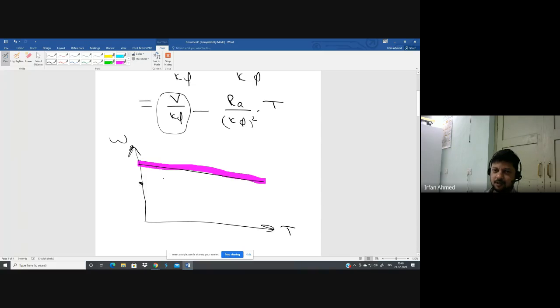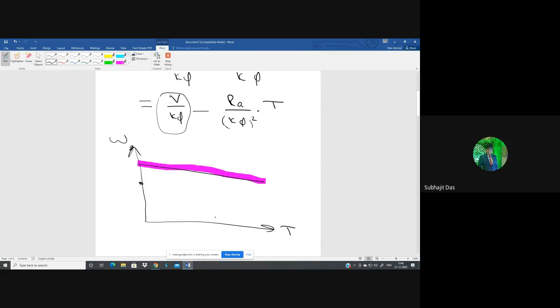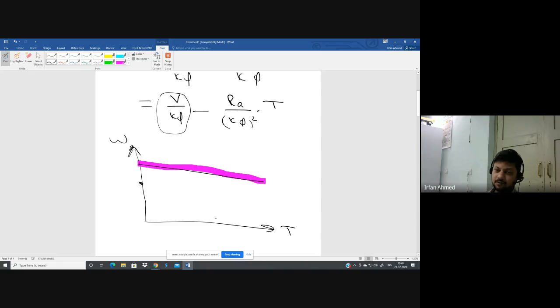How will the characteristic be then? Will it be parallel to this characteristic? Yes, sir, parallel. Why parallel? The slope depends on Ra and phi, and both of them are being held constant. So because there is no change in slope, the characteristic will be exactly parallel to this characteristic.